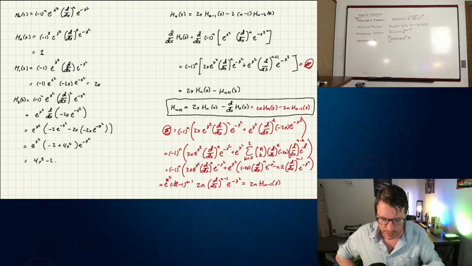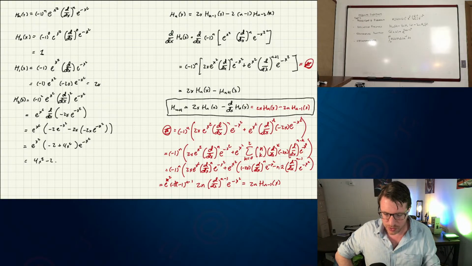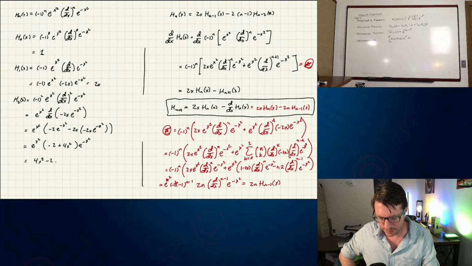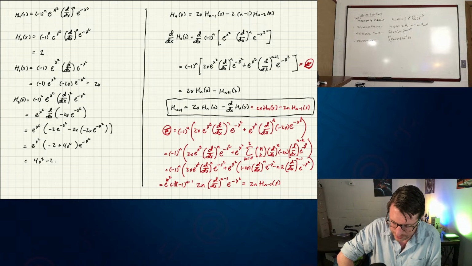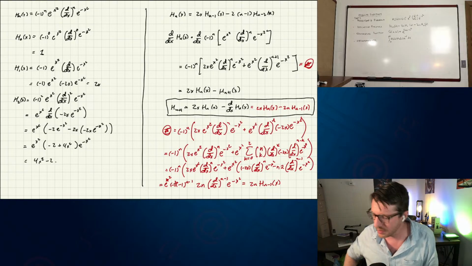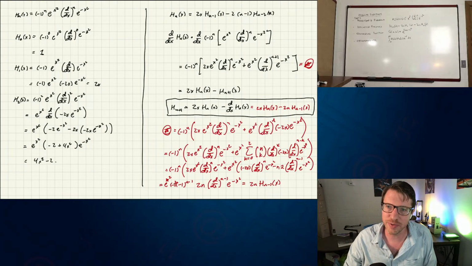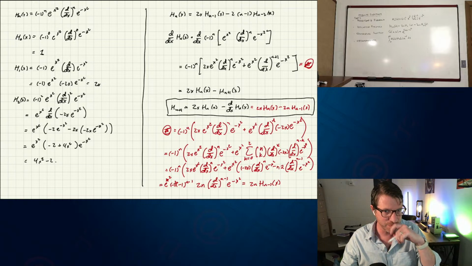There we go. So that's our recursive identity. Okay. Yeah, so that's our Hermite recursion formula for our Hermite polynomials.